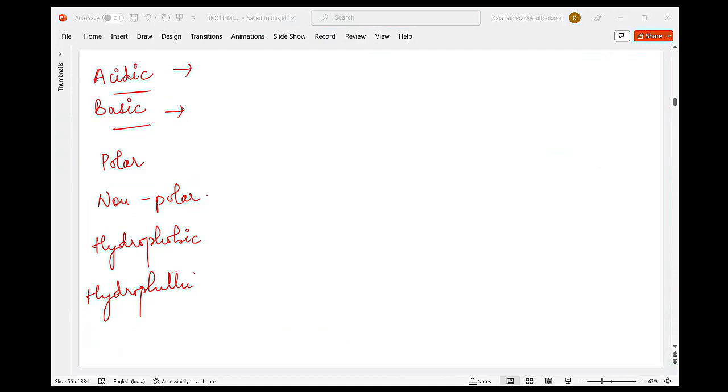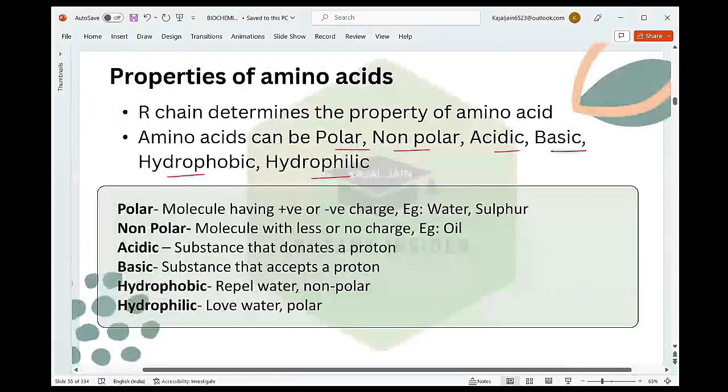Acidic is the one which donates a proton. Okay, what else? Just write down about acidic and basic in a single answer, because I have to check how many of you are writing it down. Very good. So acidic is donating a proton. Basic is the one which is accepting a proton. Remember about this, because students get confused in this acidic and basic thing.